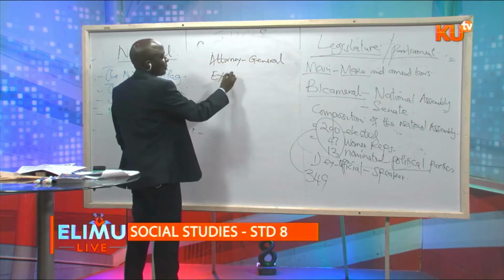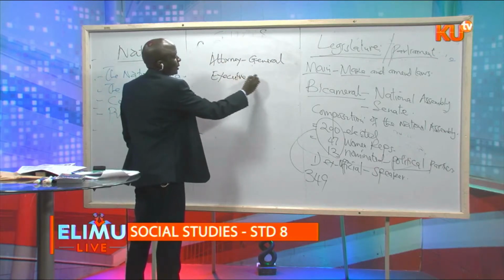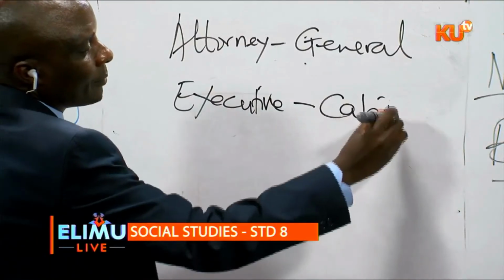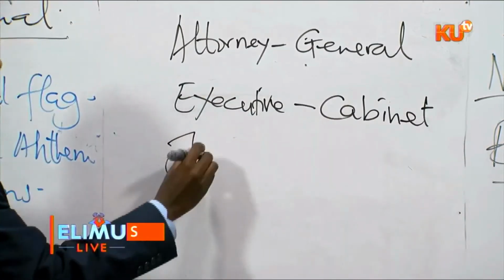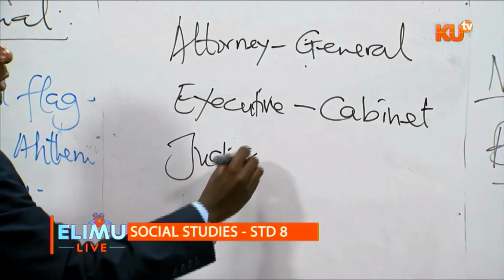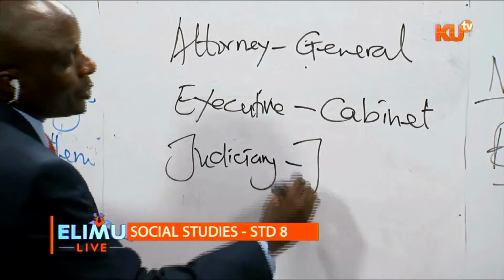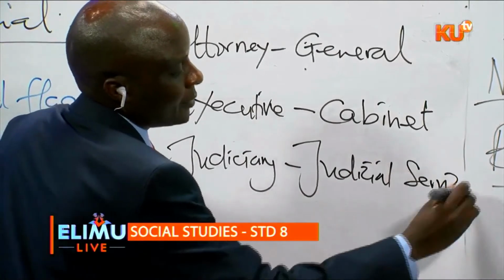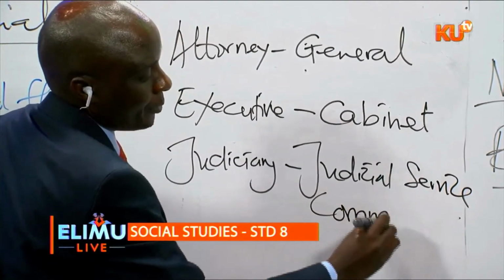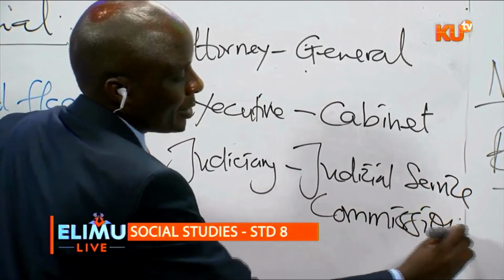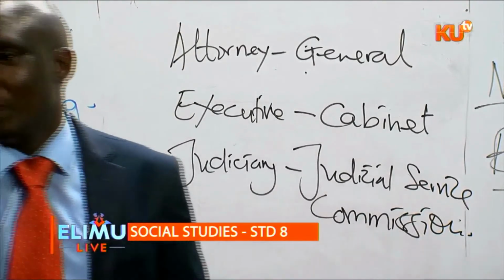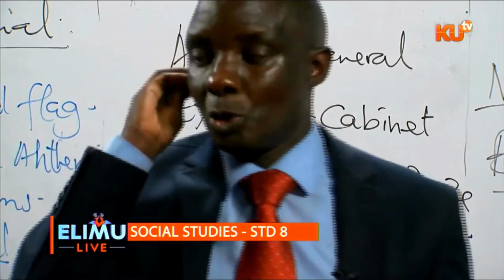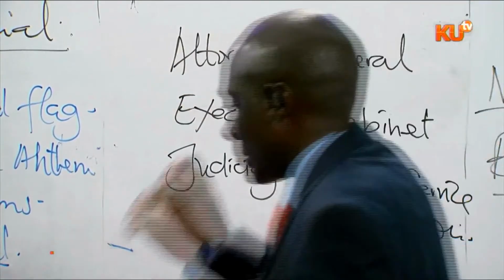Executive, how is he a member of the executive? He is a member of the cabinet. How is he a member of the judiciary? He is a member of the Judicial Service Commission. That is my understanding and my interpretation of this. That member actually belongs to the two arms of government.